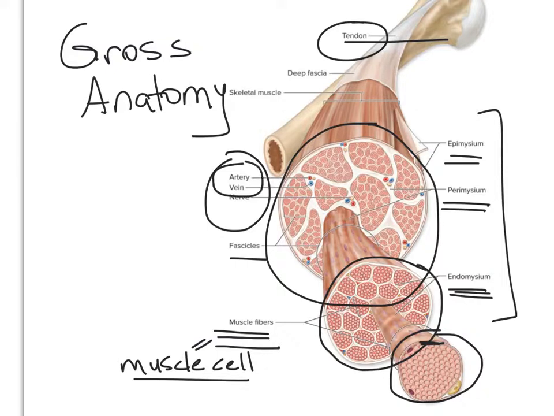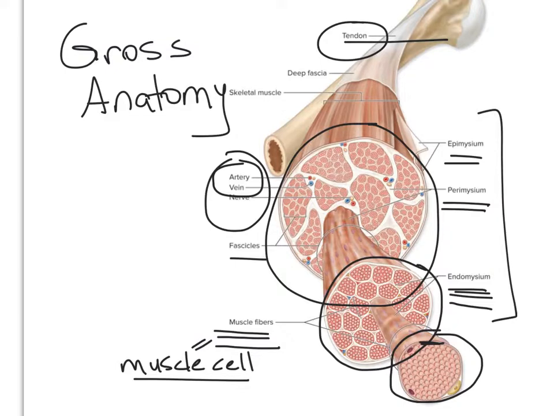The arteries and veins are what make the skeletal muscle vascularized, and it's highly vascularized. There's a large number of arteries, veins, and capillaries. The capillaries are the smallest of the blood vessels. They are associated with the endomysium, and they're there for exchange.